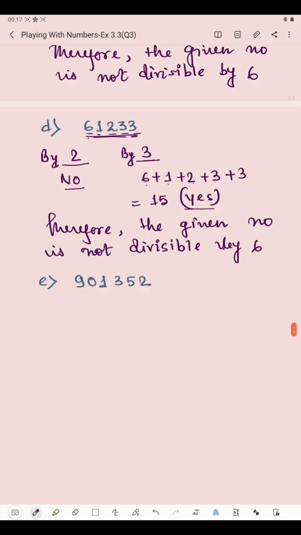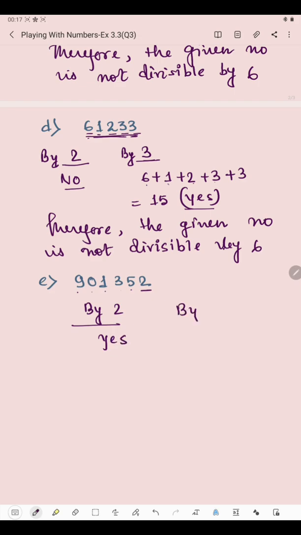Okay. Now in the E part we have 901352. So when we check the divisibility by 2, we'll see that the last digit is an even number. That means it will be divisible by 2. So we will write yes.